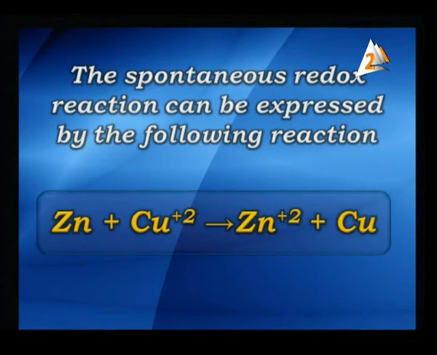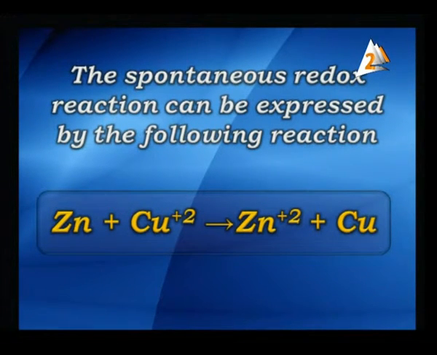So here we have a spontaneous redox reaction that can be expressed by the following reaction. We have many reactions that make this. This is one of them. We have Zn plus Cu2+, which means ion of copper found inside a solution. It is an aqueous solution, for example, copper sulfate. It gives us Zn2+ plus Cu, which is the solid precipitate.